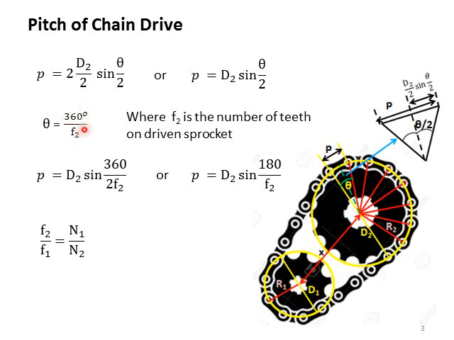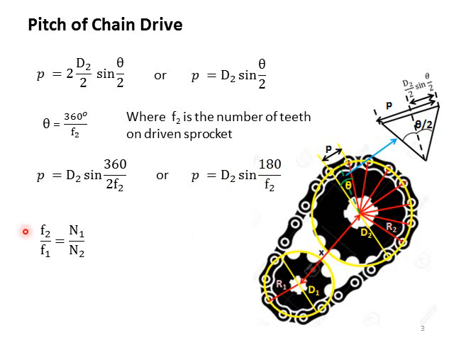If we put this value of theta in the pitch, then we get pitch P is equal to D2 sine 360 degrees divided by 2F2, or if we cancel this 2 with 360 degrees, then it leaves us pitch P is equal to D2 sine 180 divided by F2.